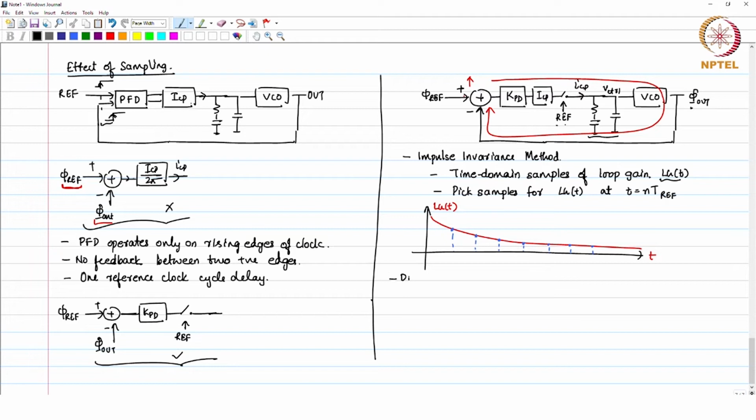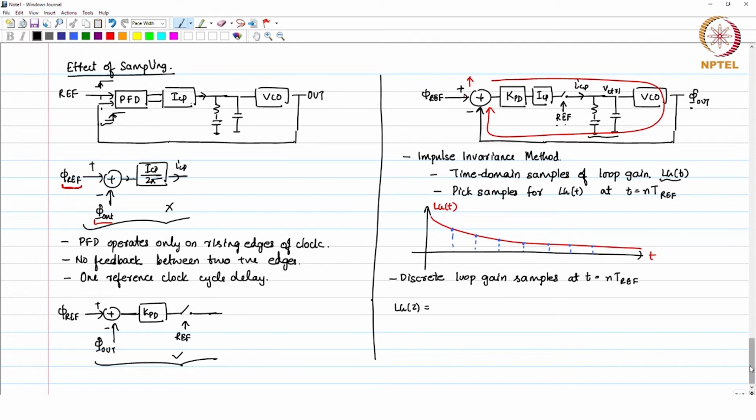Now you have discrete loop gain samples at t equal to n times T ref. These samples I can use to calculate loop gain of z. So, you calculate loop gain of z. This is going to be the z domain for the loop gain, and then you analyze your closed loop system.